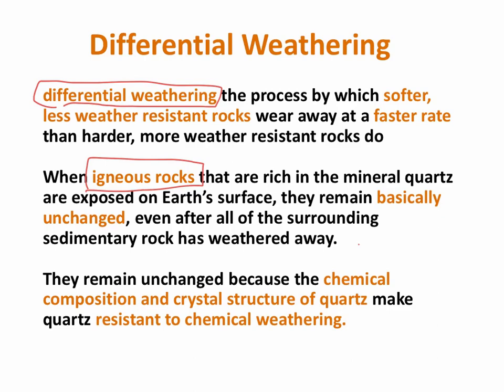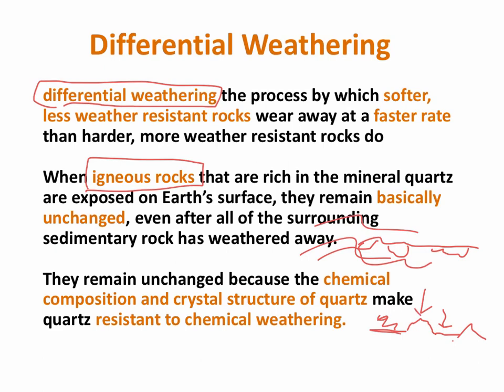So if you've got a bunch of land with some igneous rocks embedded in there, and let's say the rest of the rocks are sandstone or soil or something else, you get wind blowing on that after a period of time. A lot of that stuff's going to be gone, except for those igneous rocks. A lot of this has been weathered away, except for our igneous rocks, which remained intact. They remain unchanged because the chemical composition and crystal structure of quartz make quartz resistant to chemical weathering.